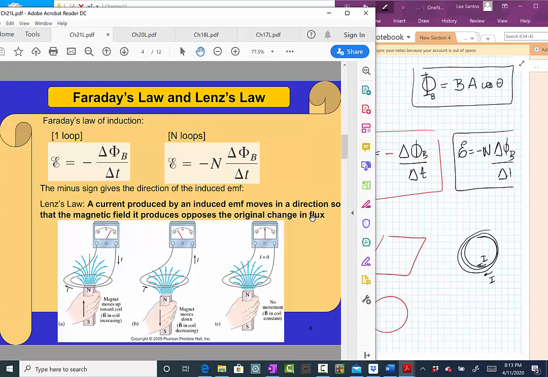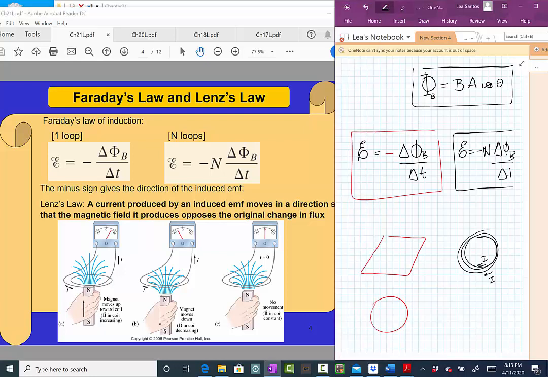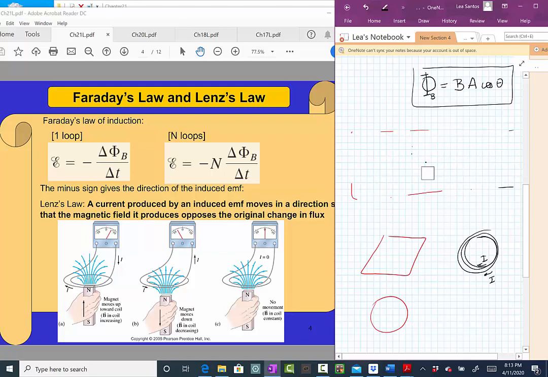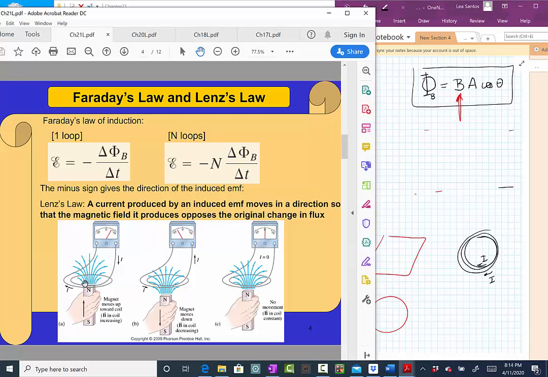How do we change the flux? Well, one way to change the flux is indeed, as we saw before, by changing the magnetic field. Okay? So in this example that we talked about before, what were we changing? The magnetic field, which means changing the flux. Now, in this case here, the magnet was very far away, which means a very weak magnetic field.